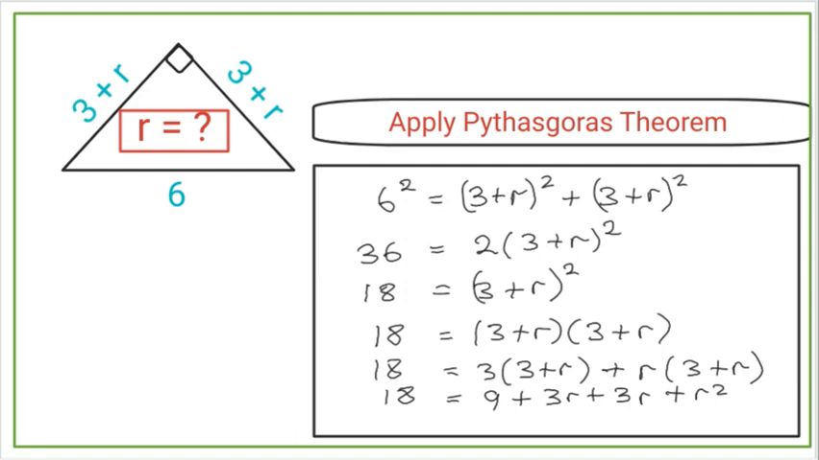So we can bring the 18 over and we can put 0 here, and we can put everything together now. So r squared can go at the start. Okay, we want to create quadratic form, and then we can bring in the 3r plus 3r, which is 6r, and you guessed it, bring across the 18, subtract it from the 9, and we will get minus 9 for our number. So that's the quadratic form.